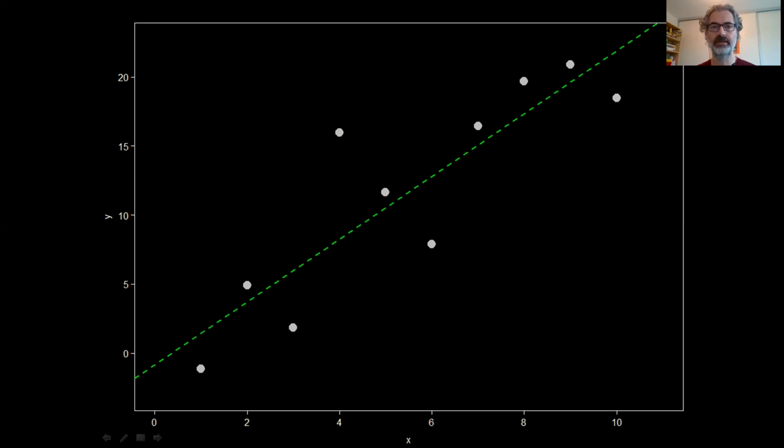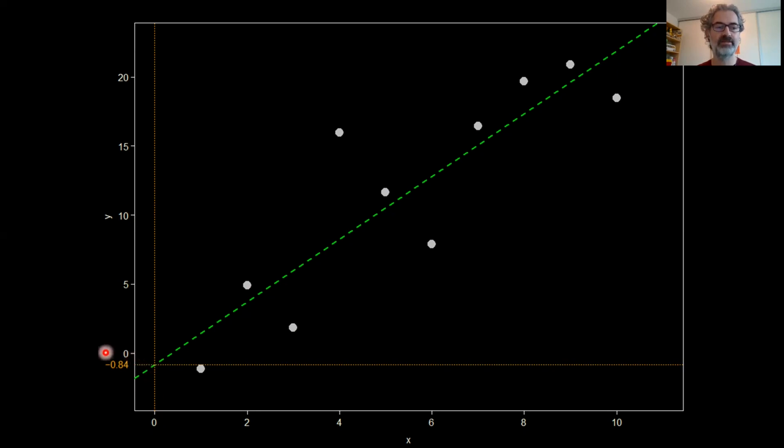And this particular line is defined by two numbers. The first number that is used to define this line is called the intercept. The intercept is our predicted value when x equals 0. So when x equals 0, although we have no data points there, it doesn't matter because the line just extends as much as we want all the way to minus infinity. So 0 is always somewhere, and our predicted value for x equals 0, in this case, is minus 0.84.